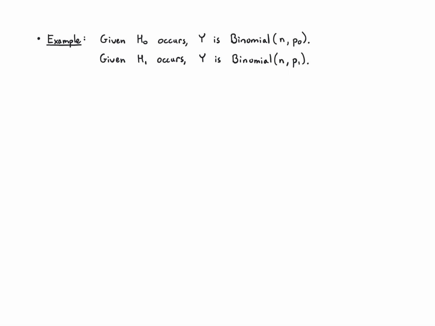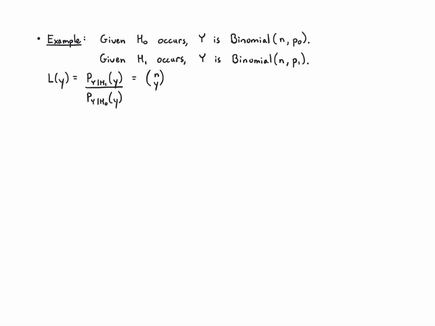But for now, let's keep it abstract. So we're going to just see that the ML rule is going to decide based on the likelihood ratio. Let's do the likelihood ratio first. So here's the likelihood ratio, p(y given h1) over p(y given h0).